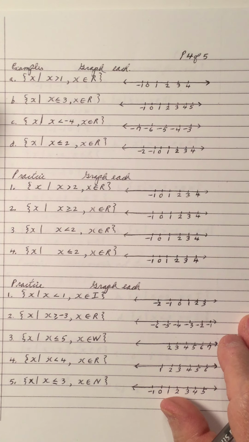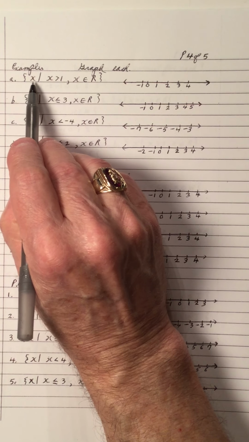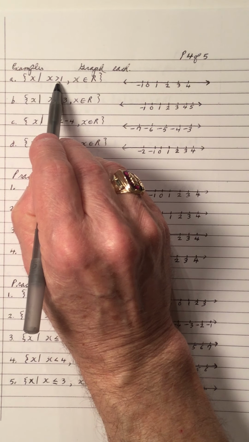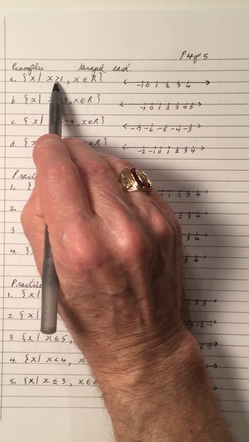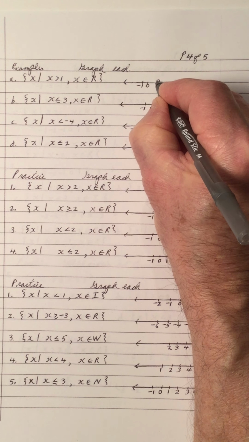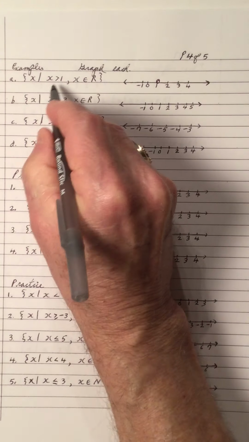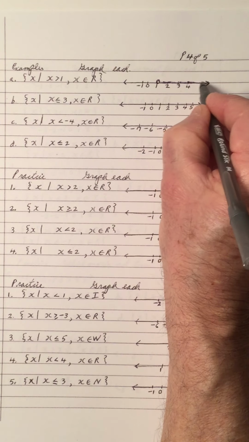Let's do some more examples. Graph each. Notice this says the set of all x such that x is greater than 1 and x belongs to the reals. Reals means I have to shade for inequalities. 1 is not included, so 1 is a hollow dot, and it's pointing to the right, so we shade everything to the right. There it is.